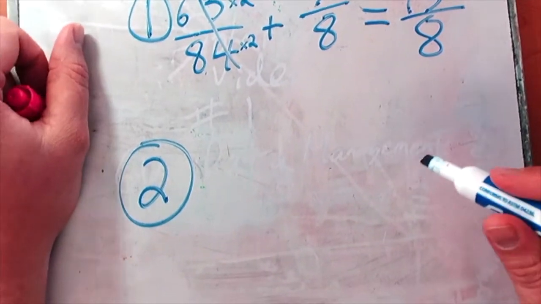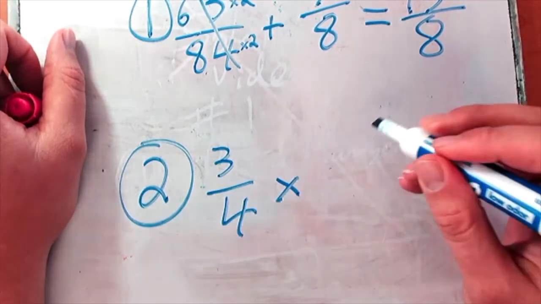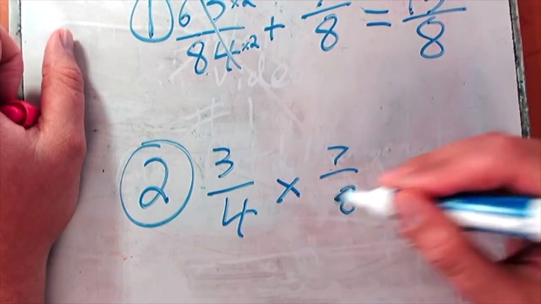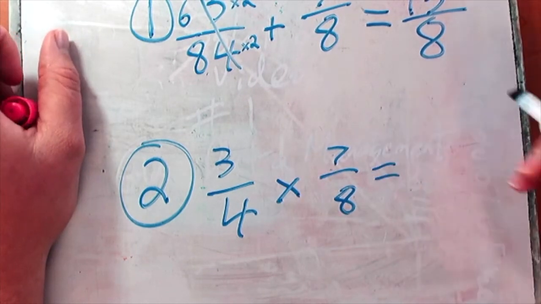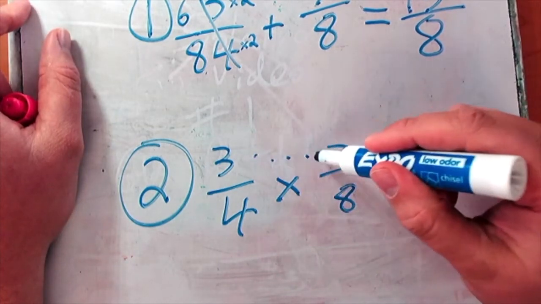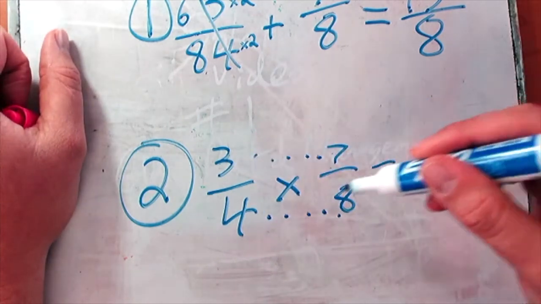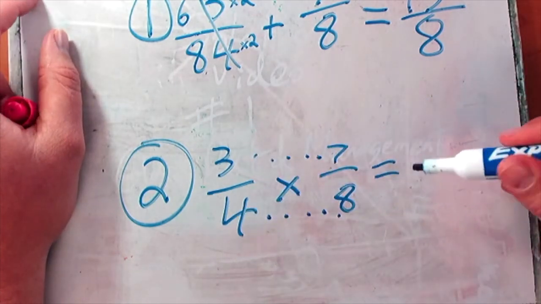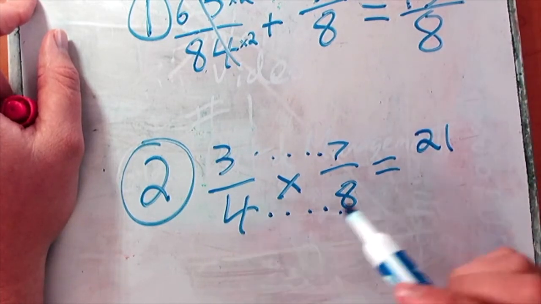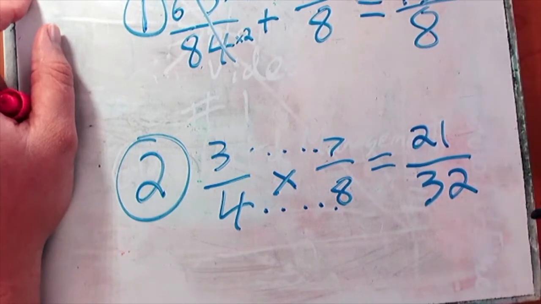Number 2 here, we're looking at the same numbers, but we're multiplying. And I know that I had written that differently, but it should be multiply. So how do we do that? Well, whenever you're multiplying, you go straight across. So we multiply the tops and we multiply the bottoms. 3 times 7 is 21. 4 times 8 is 32. It's as simple as that.